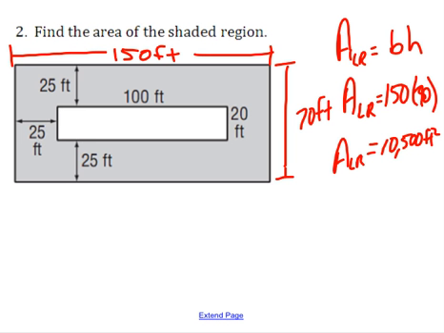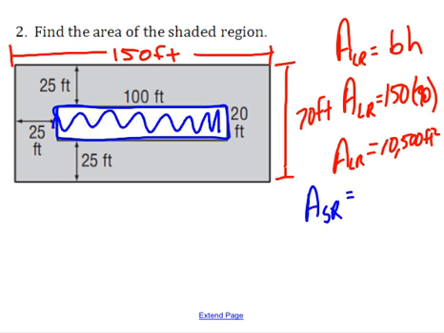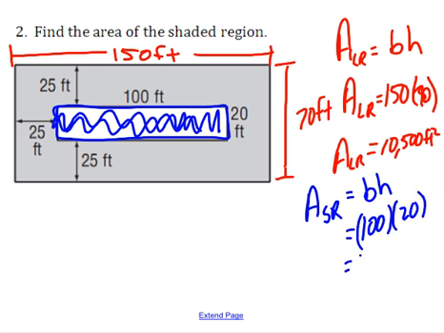Now, on the inside here, we have this little rectangle right here. So I have the area of the smaller rectangle in blue. That's what we have to subtract from the large rectangle, because we want to hollow out that large rectangle and subtract the blue one. So I would do base times height, because rectangles are base times height. I would have 100 feet times the 20, and that's going to be 2,000 feet.